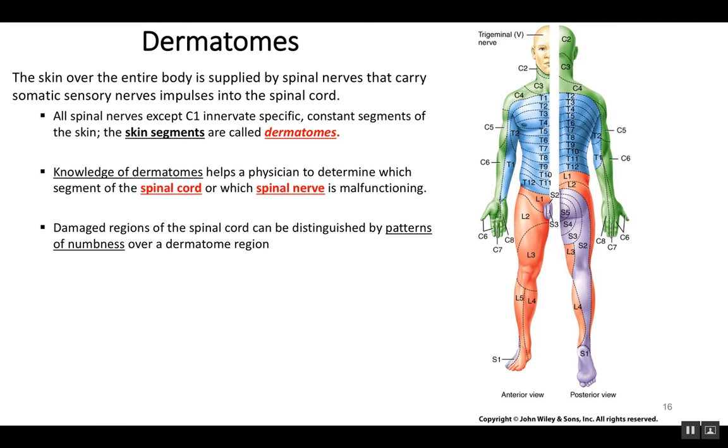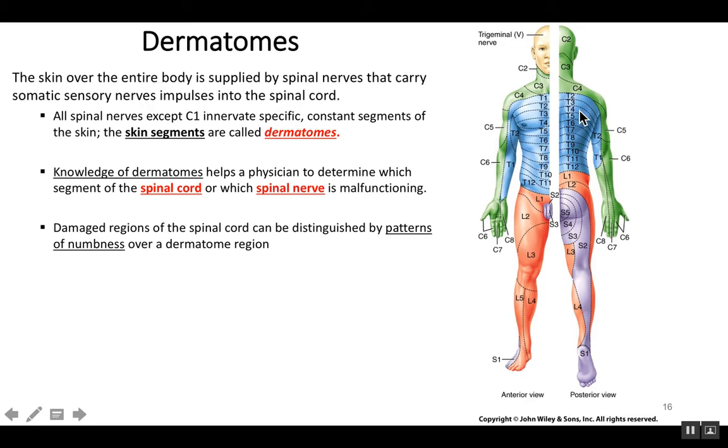This gives us a lot of information to help us determine what spinal nerve or what area of the spinal cord might be malfunctioning or injured. So, for example, if we feel as if an individual has a spinal cord injury, maybe a car accident, we can assess their sensory ability, their ability to sense stimuli on the surface of the body, and we can determine based on the patterns of numbness where along that spinal cord the injury has occurred.